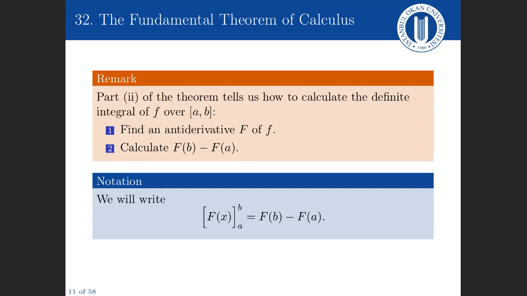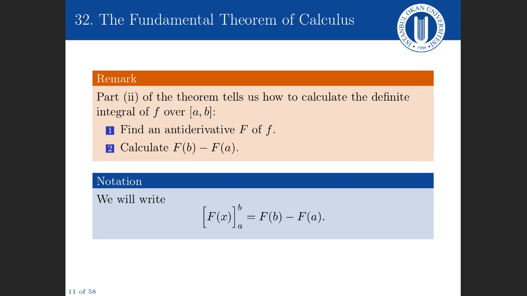So that was part one. Part one told us how we can differentiate an integral. Part two of the theorem tells us how to calculate the definite integral of f. There's two steps. First, we find an antiderivative. That's any antiderivative, doesn't matter which one, just any antiderivative of our integrand. And then we're going to calculate capital F of b minus capital F of a.